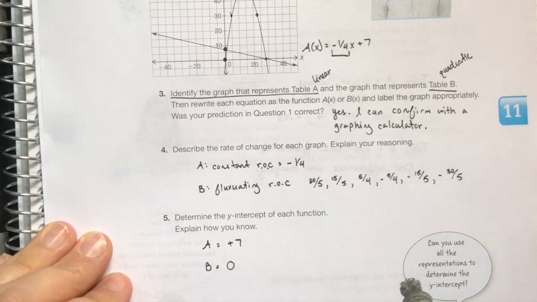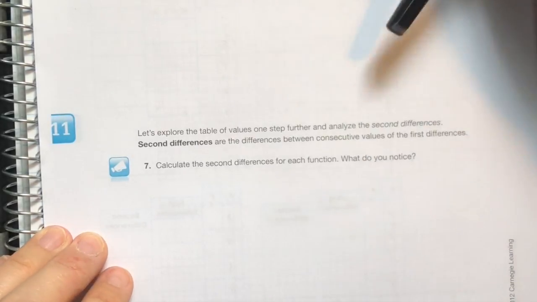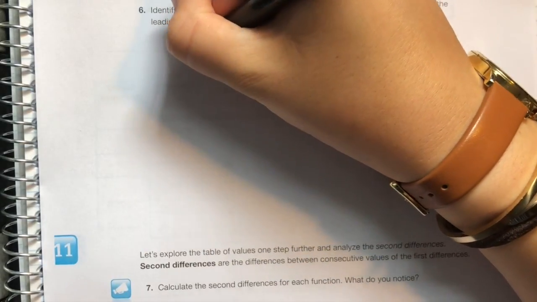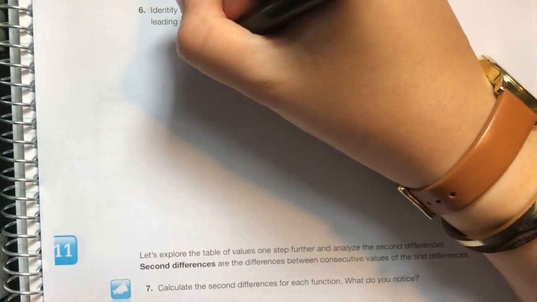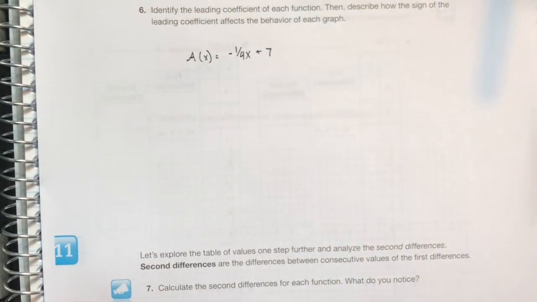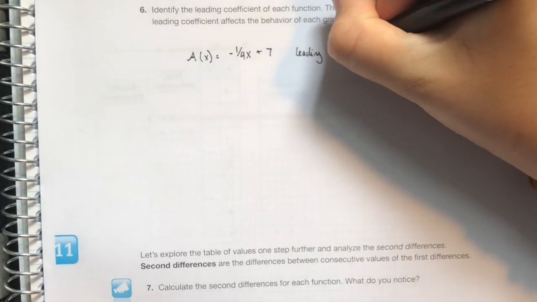And number 5 asks for the y-intercept. Again, we're just seeing by observing the graph, but also by examining the function, because for the linear equation, it's -1/4 x plus 7. We know y equals mx plus b, so 7 must be the y-intercept. And then for that quadratic, we're just examining on the graph as well, because it's 0. Number 6 says identify the leading coefficient in each function.